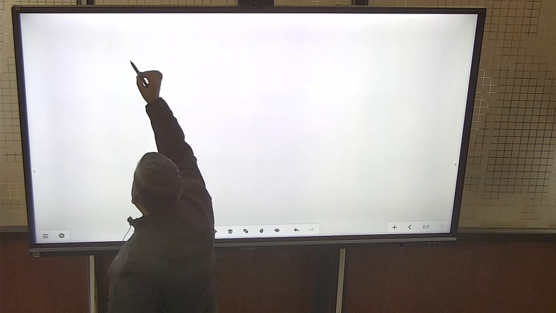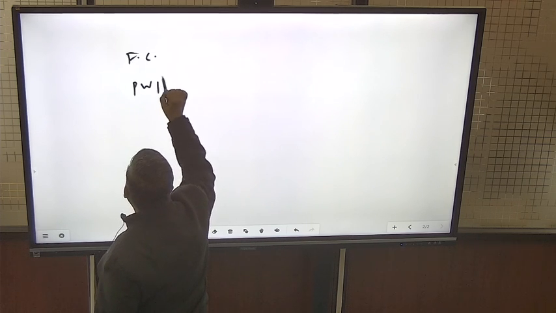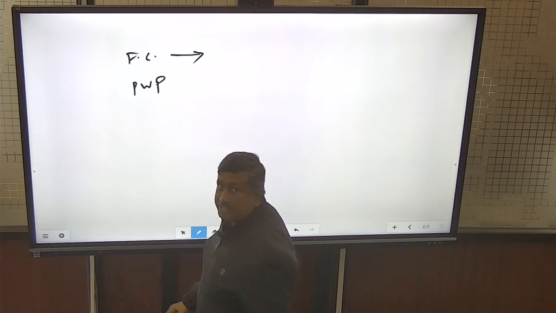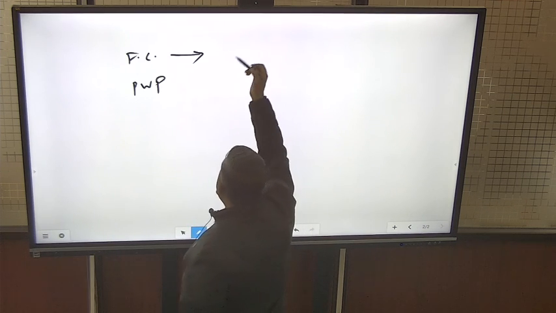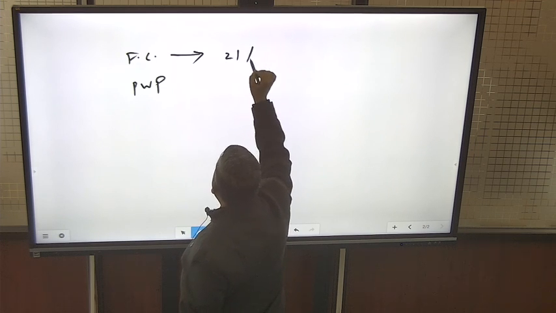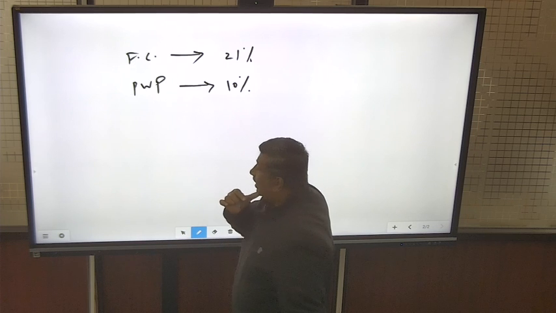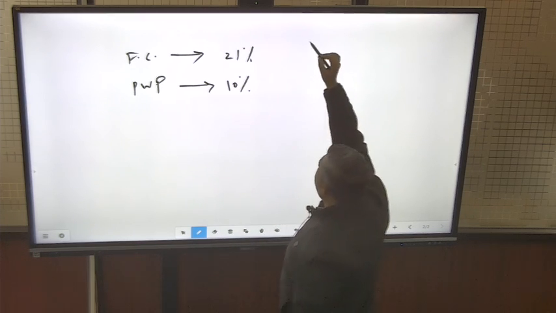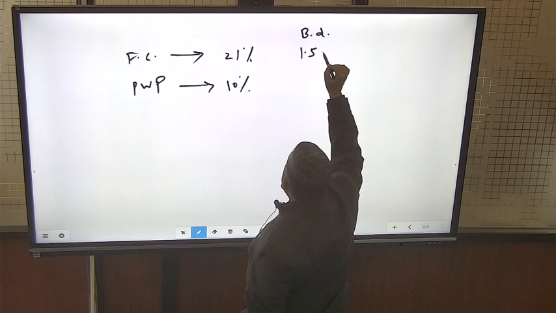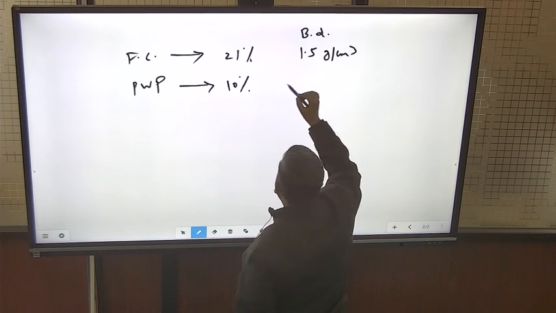For example, for field capacity and permanent wilting point, suppose at field capacity on weight basis it is 21% in general, and permanent wilting point is 10%. And suppose BD, the bulk density, is 1.5 gram per cubic centimeter. Although that is very high, but for calculation, okay.